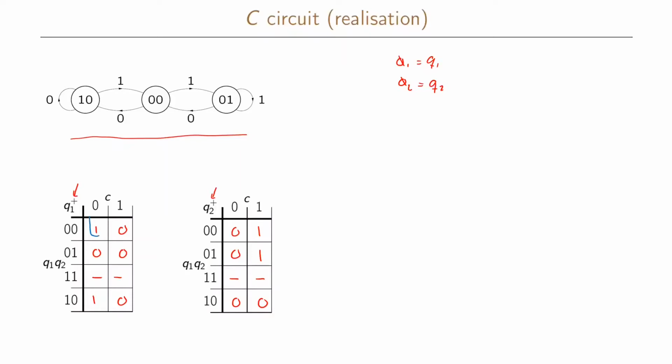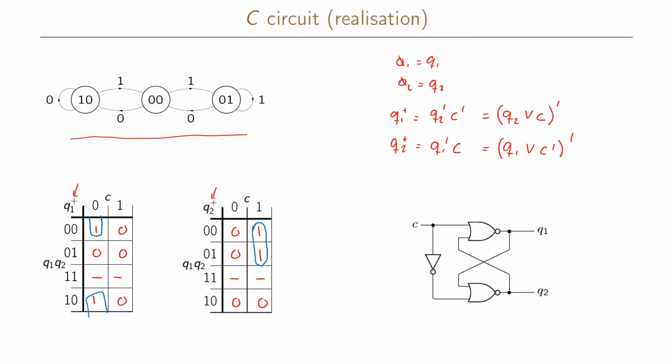So we can see that only one prime implicant is needed for both of our Carnot maps. And we can write our function Q1 plus as Q2 prime C prime, and Q2 plus we can write as Q1 prime C. And for both of these we can use De Morgan's law to write this as (Q2 or C) prime, and this one we can write as (Q1 or C prime) prime.